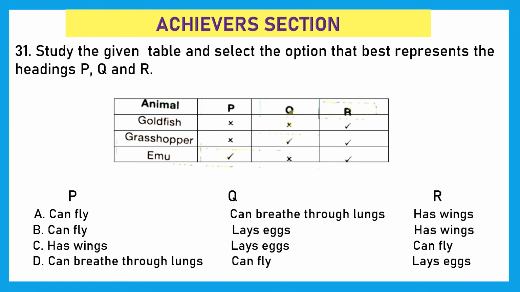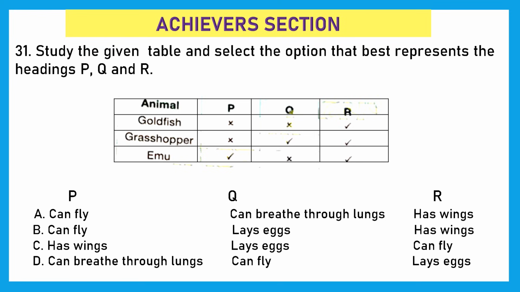Moving to the next section, that is Achievers section, and it holds double marks for each question. Question 31. Study the given table and select the option that best represents the headings P, Q and R. One column there is animal, and there we have three different columns P, Q, R, which are for some characteristics of those animals. And accordingly cross or tick is put if they possess that characteristic.